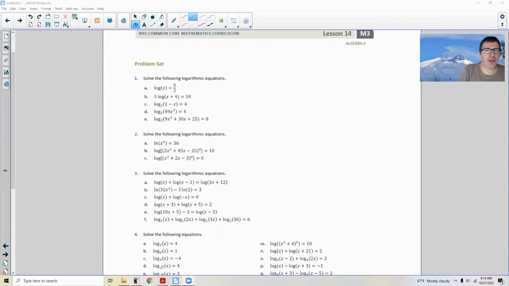Okay, this page brings us to the end of lesson 14. Go to your problem set.